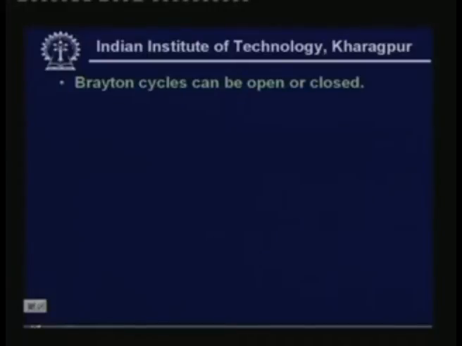Now, Brayton cycles can be open or closed. So far we have discussed a closed cycle, that means the same amount of air is flowing through the cycle repeatedly, but in an actual case you can have an open cycle or a closed cycle. So let us see what is an open cycle.